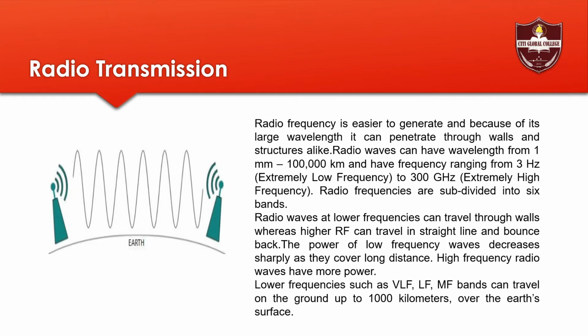Radio waves at lower frequencies can travel through walls, whereas higher radio frequencies travel in a straight line and bounce back. The power of low frequency waves decreases sharply as they cover long distances. High frequency radio waves have more power. Lower frequencies such as very low frequency and middle frequency bands can travel on the ground up to 1,000 kilometers over the Earth's surface. Radio waves are also omnidirectional, meaning that they travel in all directions from the source, so the transmitter and receiver do not have to be carefully aligned physically.